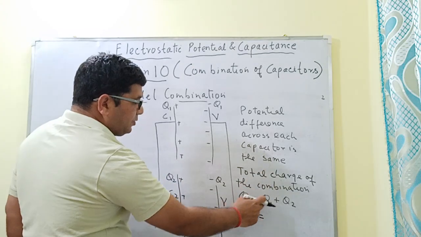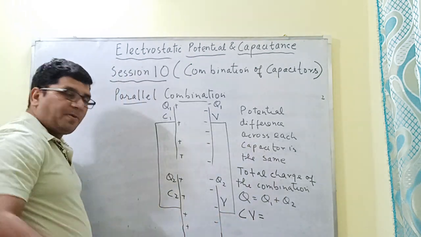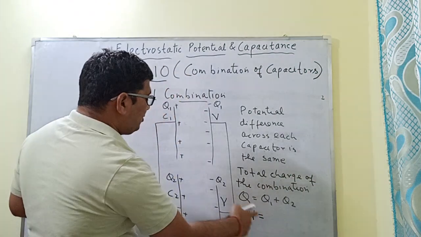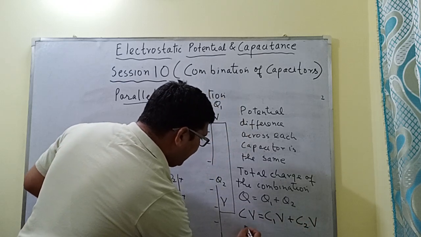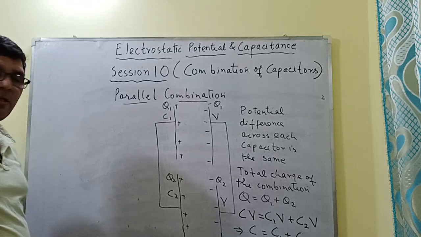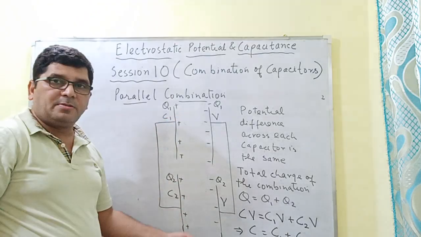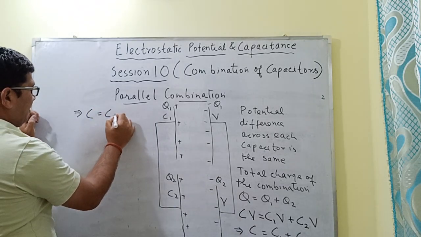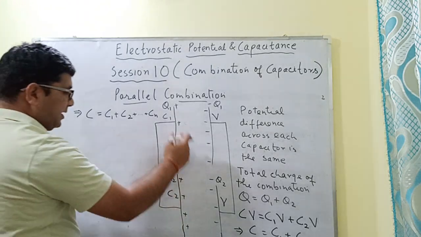ये जो टोटल चार्ज ऑफ द कॉम्बिनेशन Q is equal to Q1 plus Q2 and Q will be equal to C into V, where C is the equivalent capacitance of this combination and V is the potential drop. ठीक है, and this will be equal to Q1 will be equal to C1 into V plus C2 into V. तो यहाँ से it implies that the equivalent capacitance is equal to C1 plus C2. ठीक है, तो इसका मतलब ये हो गया कि अगर आपके पैरेलल में there are n capacitors which are connected in parallel, तो उनका जो इफेक्टिव कैपेसिटेंस होगा that will be equal to C1 plus C2 plus so on plus Cn, where n is the number of capacitors which are connected in parallel.